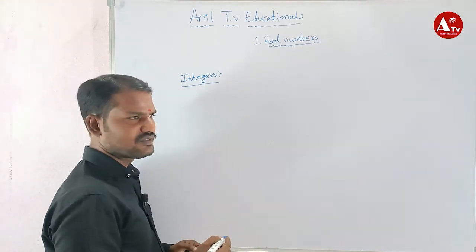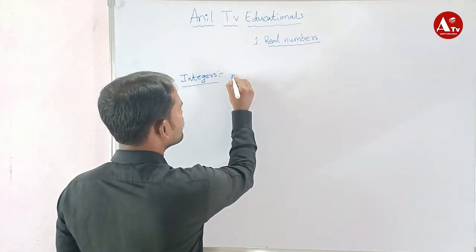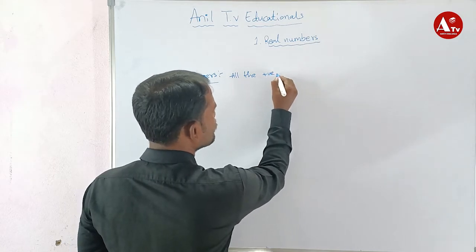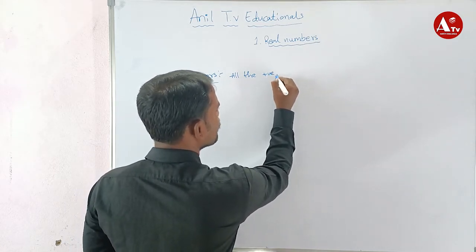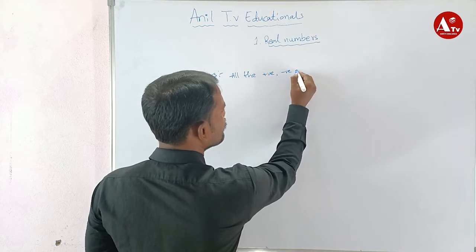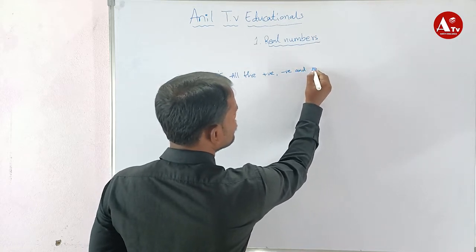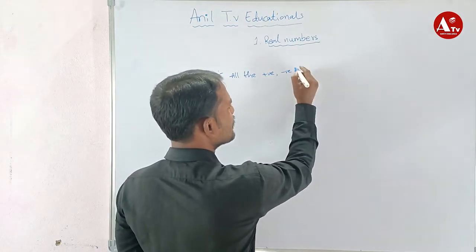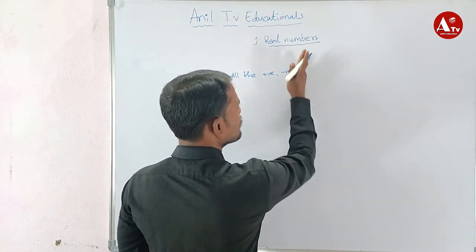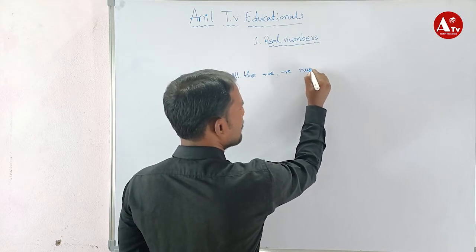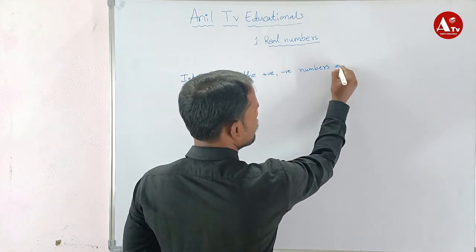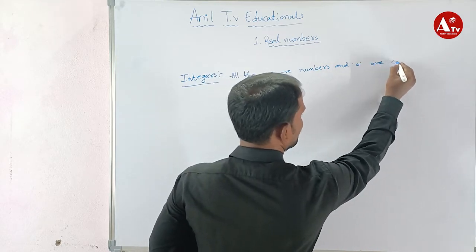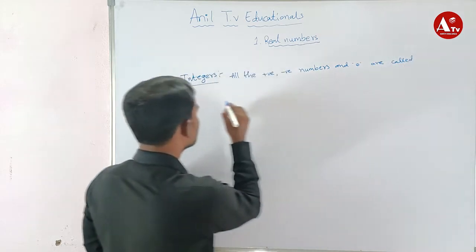Integers means what? All the positive, negative and 0. Positive and negative numbers and 0 are called integers.